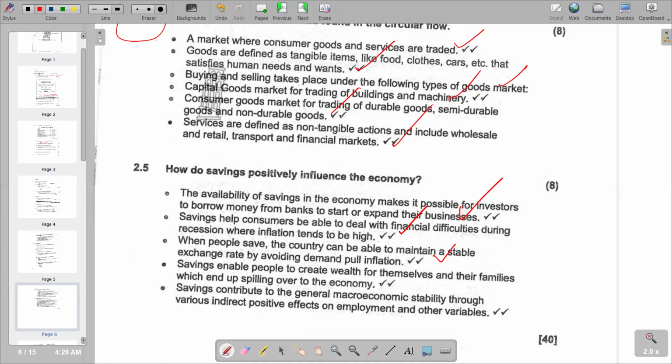Then savings enable people to create wealth for themselves and their families, which ends up spilling over to the economy. So a creation of wealth also. And then lastly, savings contribute to general macroeconomic stability through various indirect positive effects on employment and other variables. So this becomes the last point that we have there. Our question is 8 marks, and the total that we have in terms of this question, obviously, we are seeing 40 marks here.